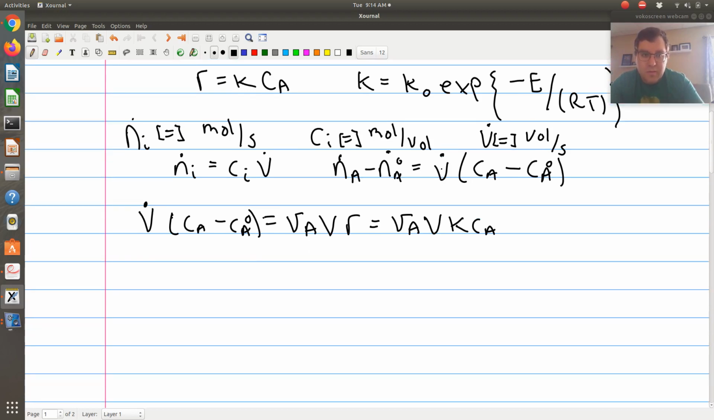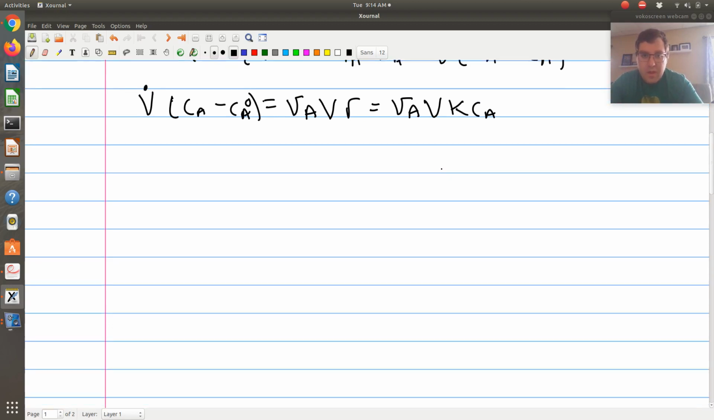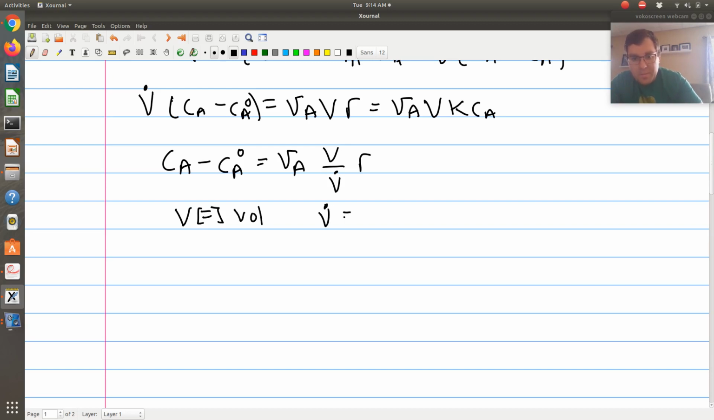Okay, so we could do the same thing for B, but before we do that, the next thing we're going to do is divide through by V dot. I'm going to rewrite this as CA minus CA naught is equal to nu A times V over V dot times R. Now if I look at V and V dot, V is going to have units of volume. V dot is going to have units of volume per time. Therefore V divided by V dot will have units of time.